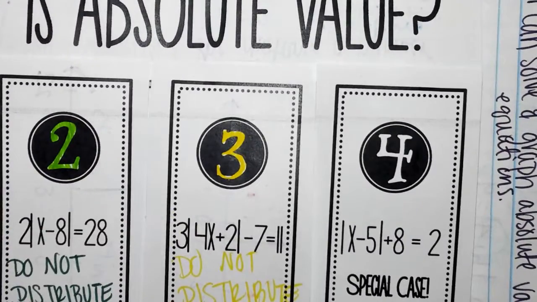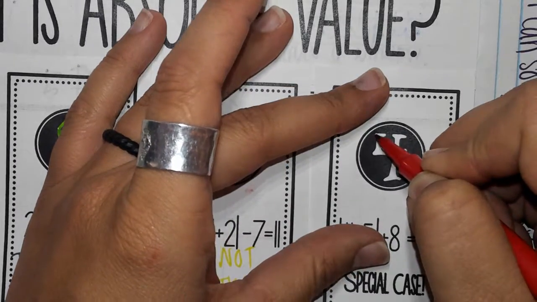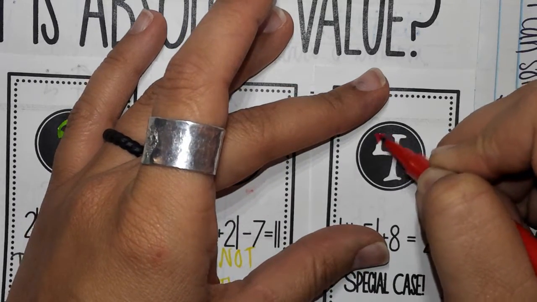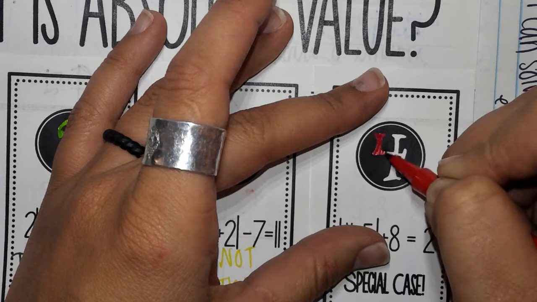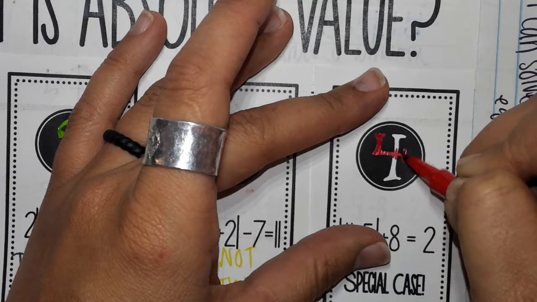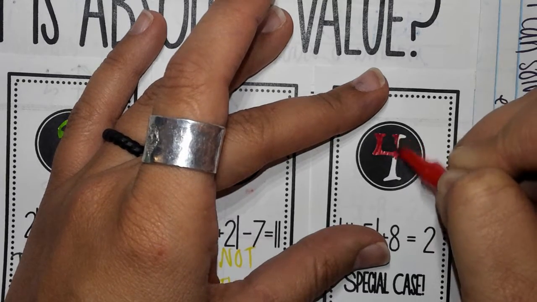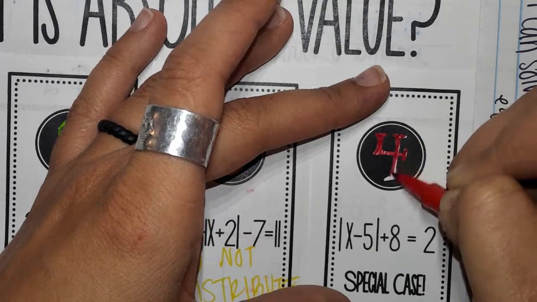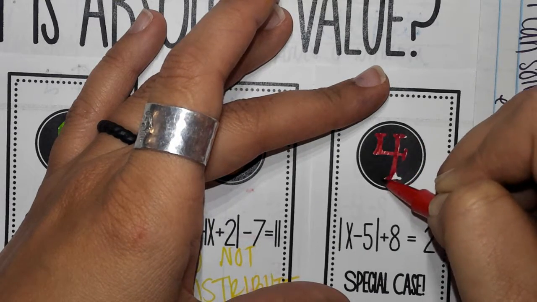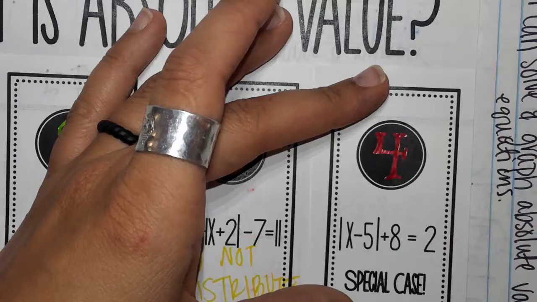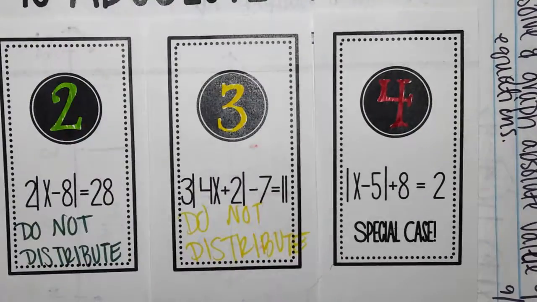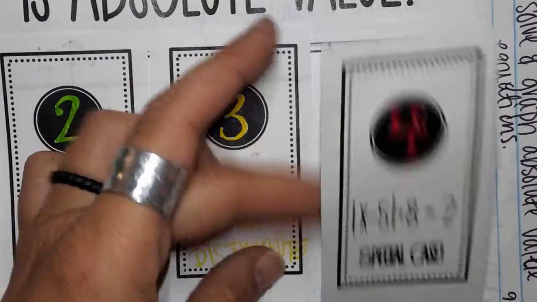Why do you think number 4 is a special case? Because it says it's a special case? Well, if I said you were a special case, does that mean that you were a special case? Yes, I would. All right, so what would we do on this one? What would we do to solve it? Subtract 8. And if we subtracted 8, what would we get?